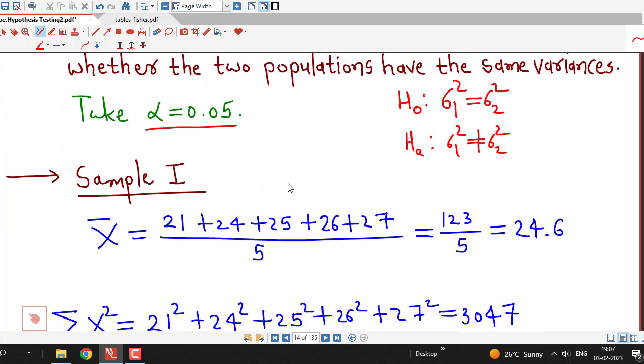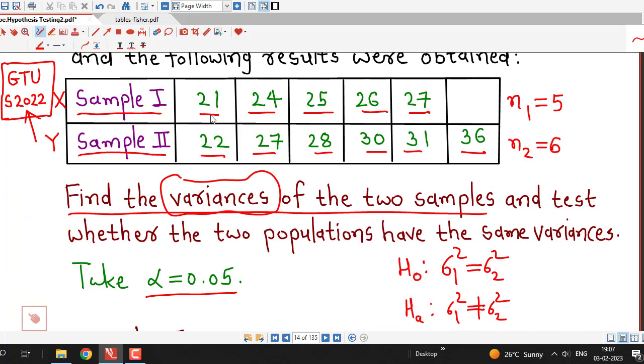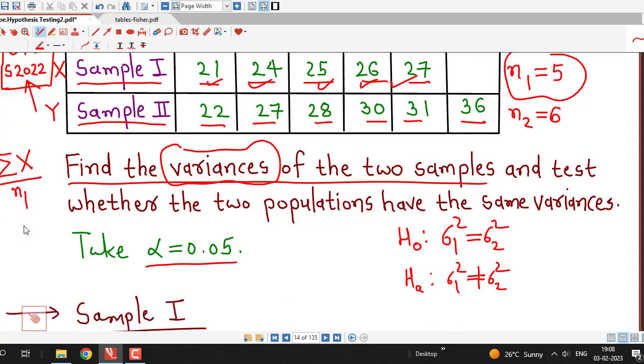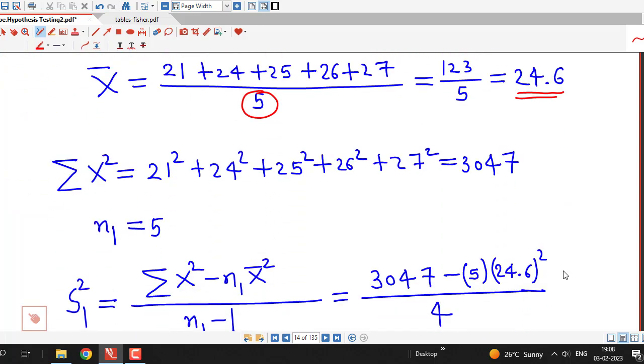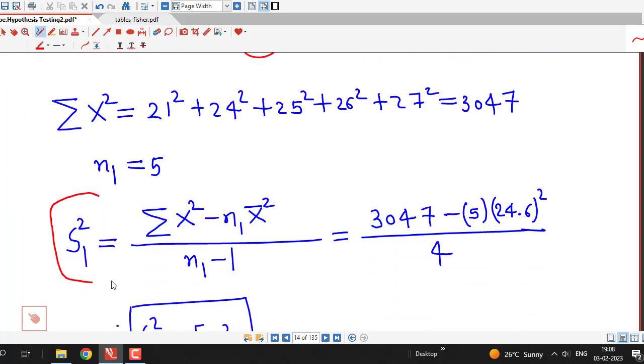For sample 1, first we find out sample mean, that is we have to add all these values and we have to divide by n1 equal to 5. Formula for sample mean is sum of all the observations divided by total number of observations. Here there are 5 observations and we are taking addition of all the observations, and we find that sample mean is 24.6.